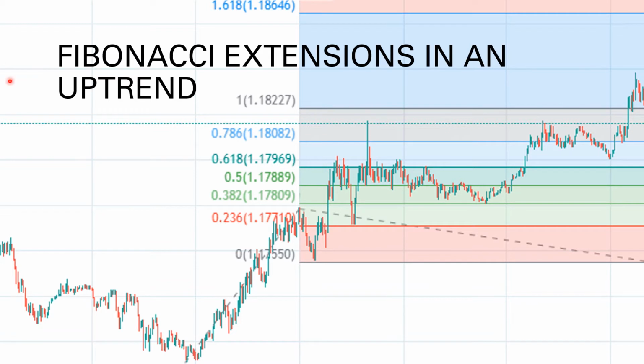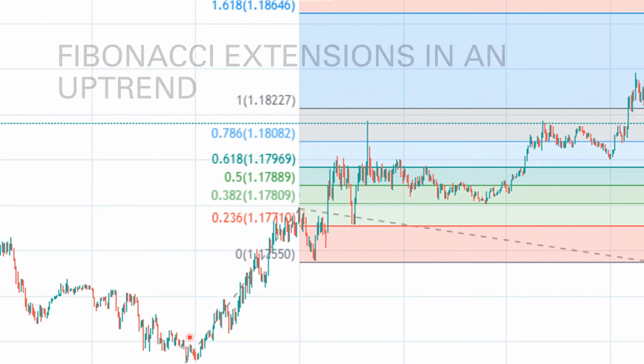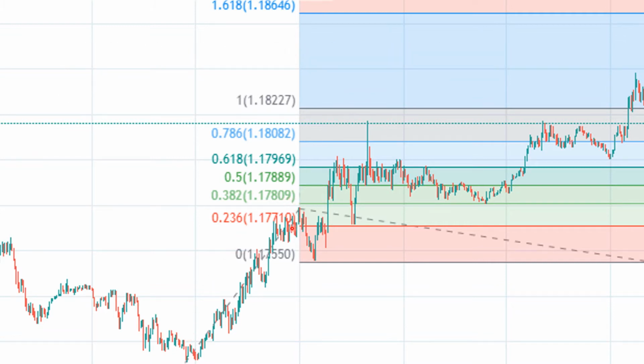Using Fibonacci extensions in an uptrend. First, you would identify the swing low, then you would identify the swing high, and then you would identify a retracement where you're looking to buy. So what you do next is you click the swing low, you click the swing high, then you click on the retracement, and the software you're using should pull up something like this.